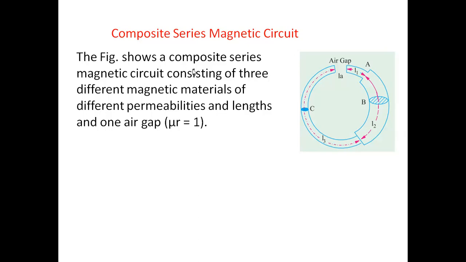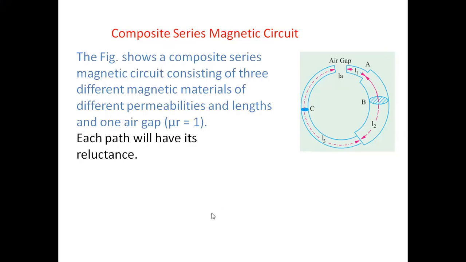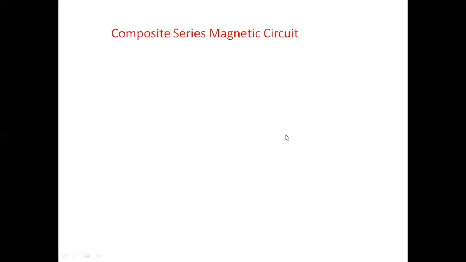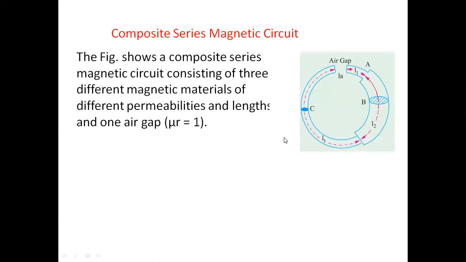Suppose we have a combination of three different magnetic materials of different permeabilities and lengths, and one air gap.